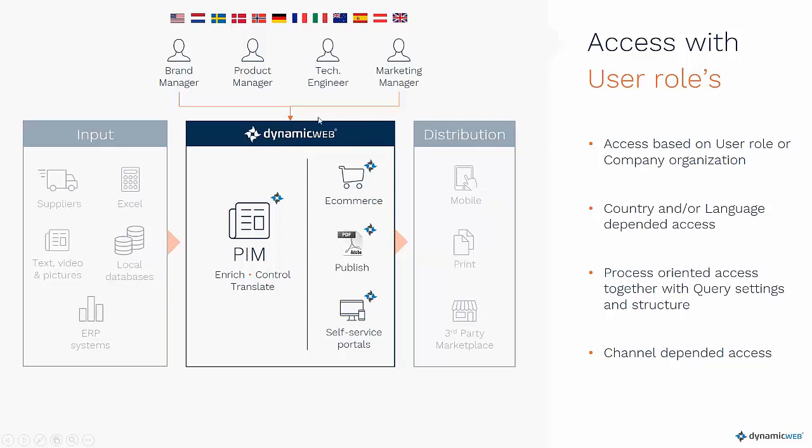Another way of handling permissions is maybe to limit the user's access to products that have to be enriched. And you could do that with process-oriented access. So instead of having access to all the products, you maybe only have access to products in a certain state in the workflow. And as soon as you have done your work on the products in that state, they continue to the next state in the workflow and disappear from that user's working area.